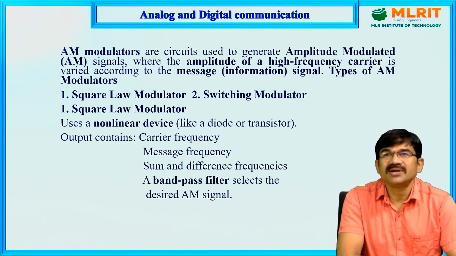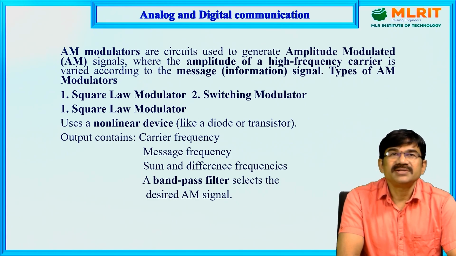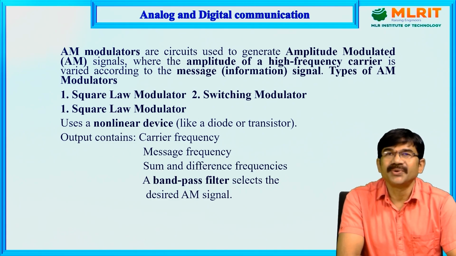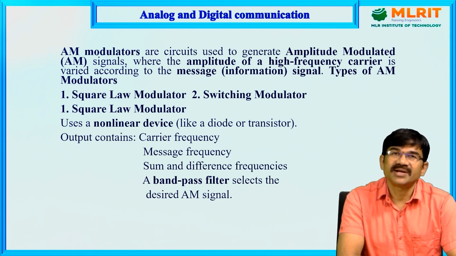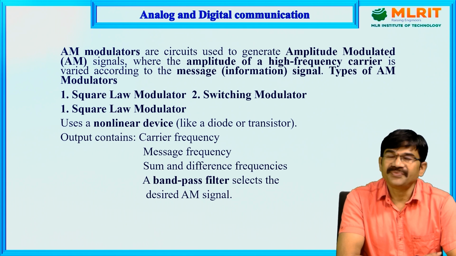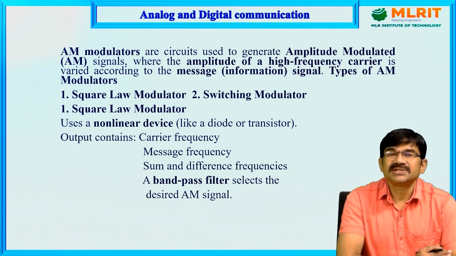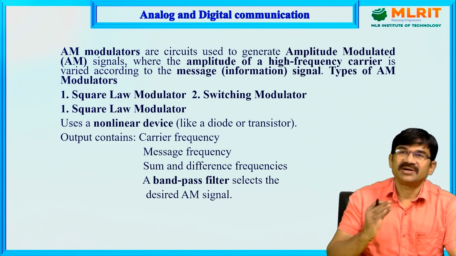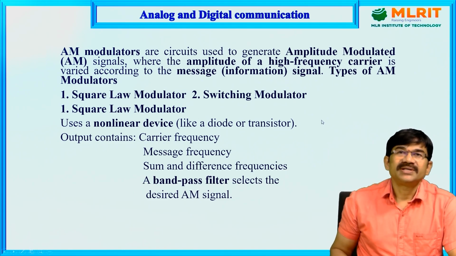So what is the square law modulator? The square law modulator is a circuit containing non-linear devices like diodes and transistors used as a square law device, and the output contains the carrier frequency, message frequency, the sum frequency FC plus FM and the difference frequency FC minus FM. It also contains a band pass filter. The output of the square law modulator is connected to the band pass filter, which allows the desired frequency component of the modulated signal. See here the block diagram.